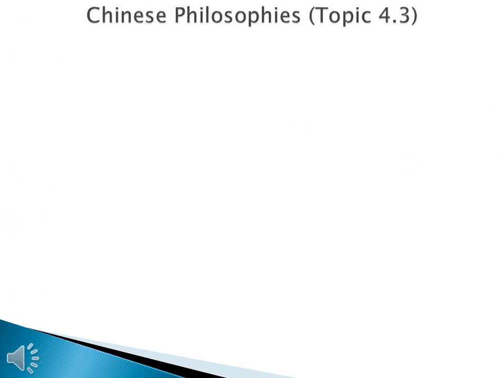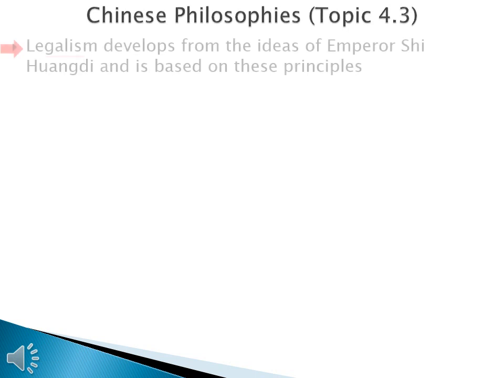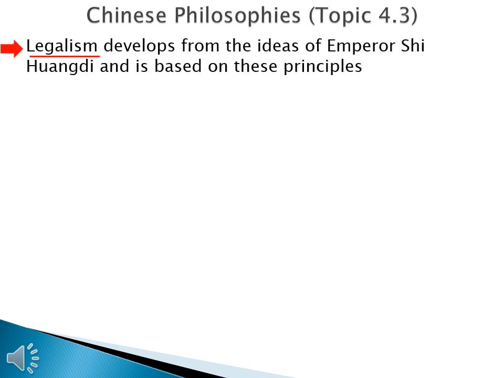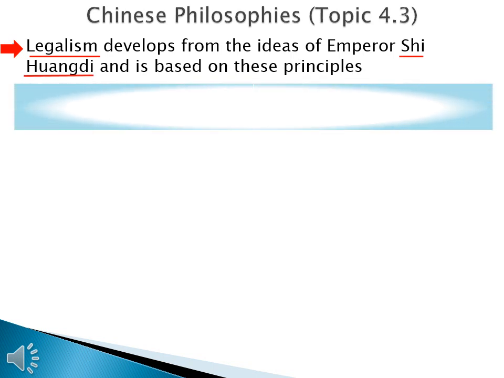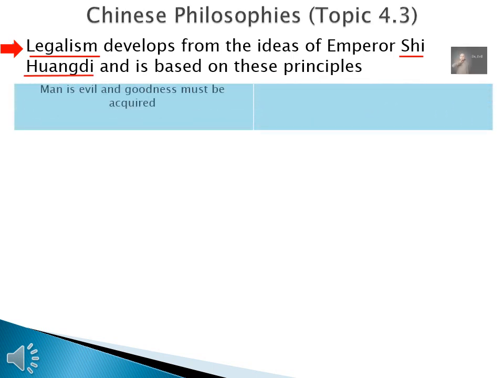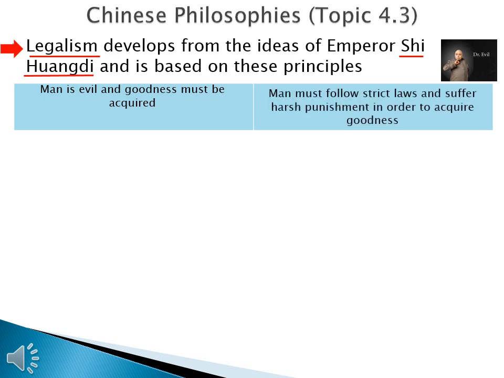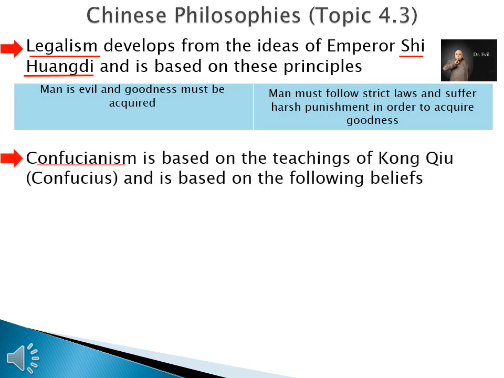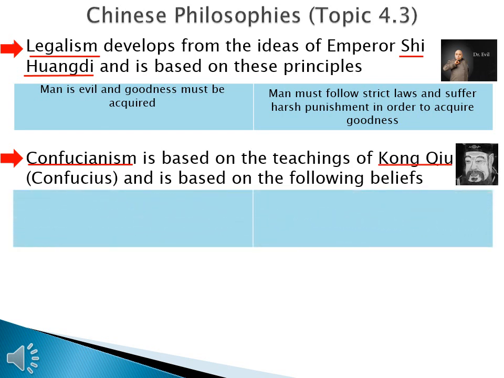We then discussed Chinese philosophies, topic 4.3, and learned about three primary philosophies. Legalism develops from the ideas of Emperor Shi Huangdi of the Qin dynasty, and it's based on these principles. Man is evil, and goodness must be acquired, and man must follow strict laws and suffer harsh punishments in order to acquire goodness.